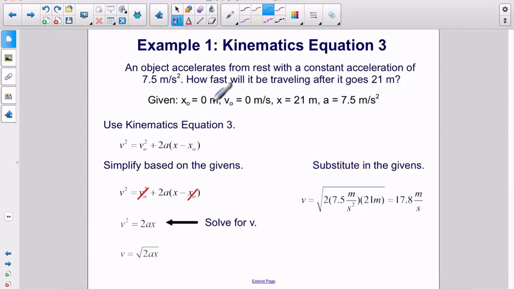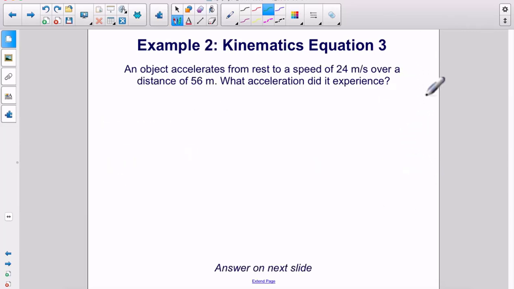So the first term goes away since v naught is 0. X naught is also 0, so that goes away. V squared equals 2ax. Take the square root of both sides, and we get the square root of 2ax. Plug in your numbers. Your velocity is 17.8 meters per second. An object accelerates from rest to a speed of 24 meters per second over a distance of 56 meters. What acceleration did it experience?